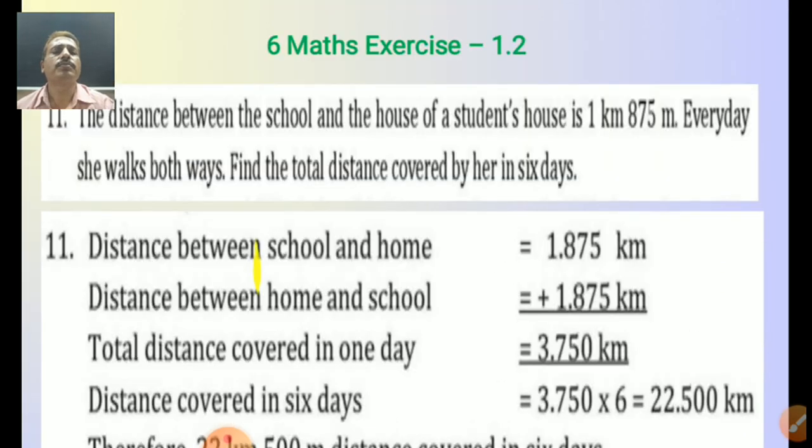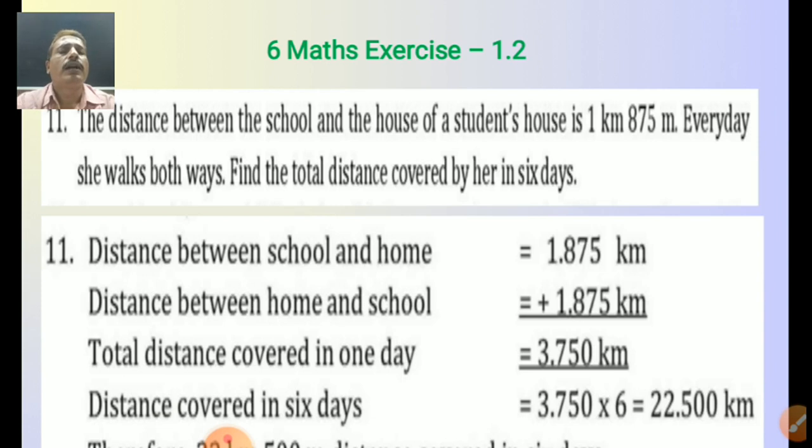The distance between the school and a student's house is 1 kilometer 875 meters. Every day she walks both ways, like you are coming to the school from your home. Find the total distance covered by her in 6 days. Monday, Tuesday, Wednesday, Thursday, Friday, Saturday: 6 days.